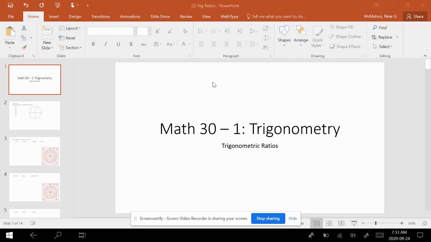Moving through in our Math 30-1 trig unit. So we're in topic 4.3 in the textbook that we use, which is called trigonometric ratios. So let's get into that one.